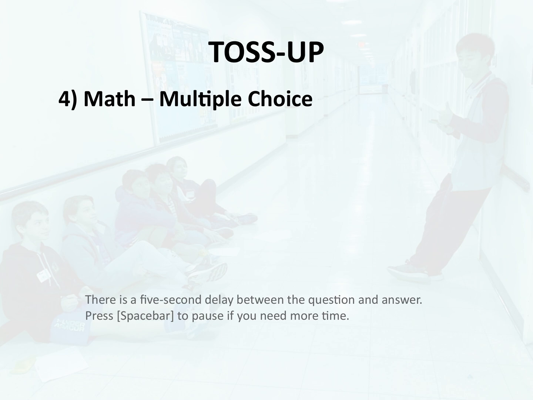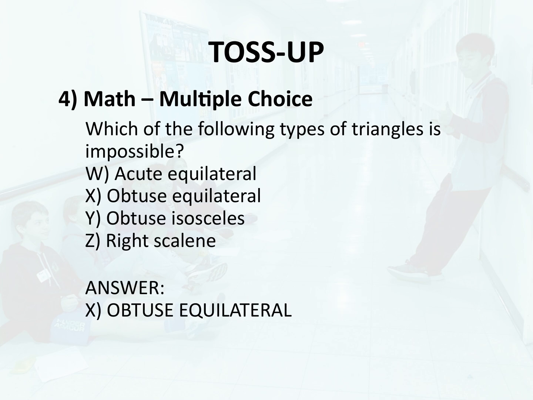Toss-up 4. Math, multiple choice. Which of the following types of triangles is impossible? W. Acute equilateral. X. Obtuse equilateral. Y. Obtuse isosceles. Z. Right scalene. Answer. X. Obtuse equilateral.